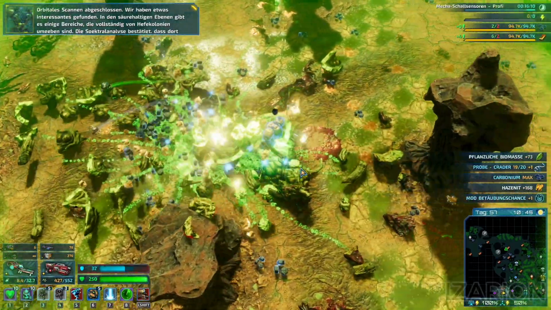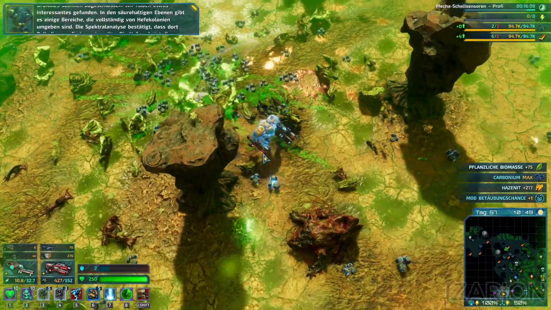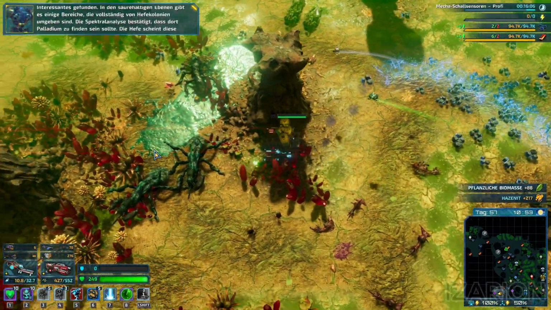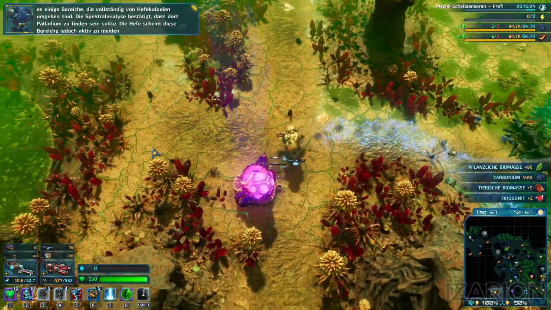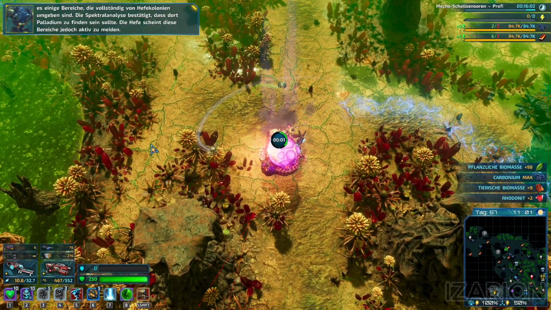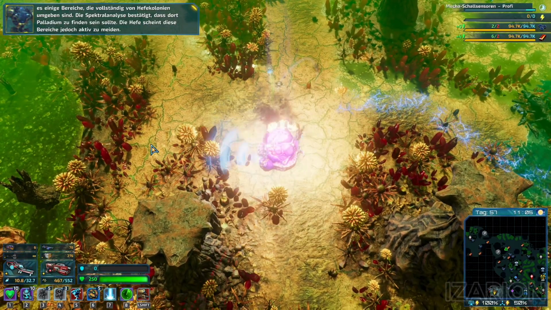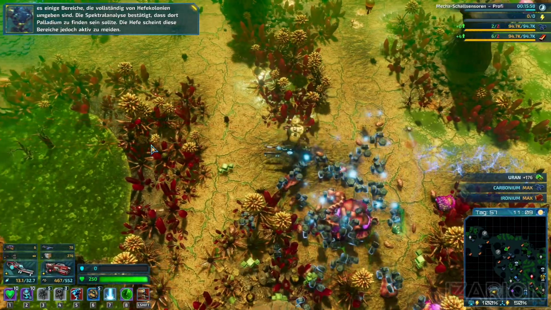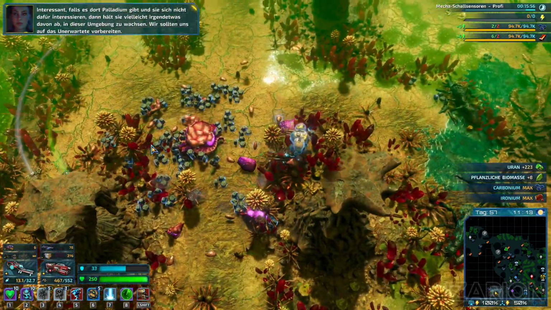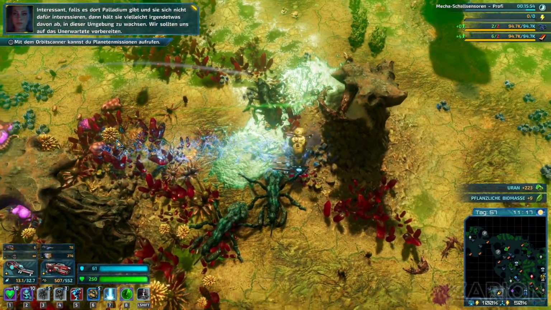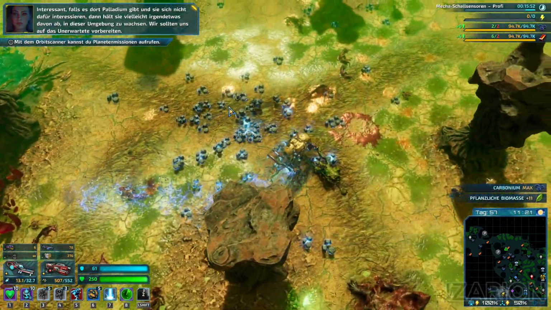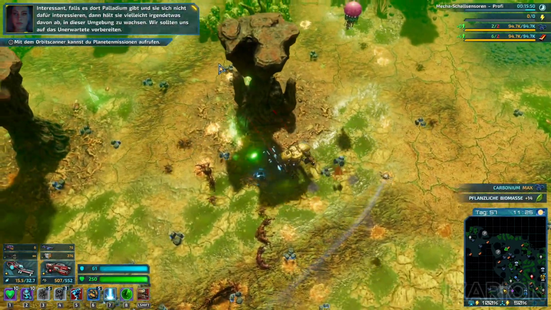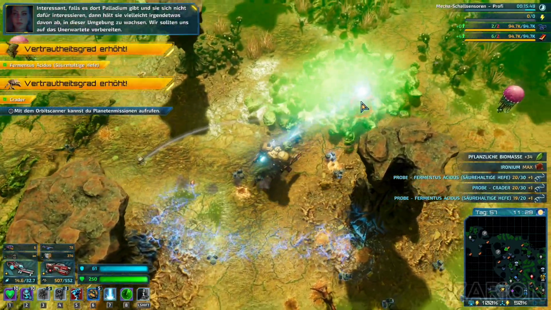There are a few areas within the acidic plains that are entirely surrounded by the yeast colonies. Spectral analysis confirms that palladium should be present there. However, the yeast is actively avoiding these zones. Interesting. If there's palladium there and they aren't interested in it, then something might be preventing them from growing in that area. We should prepare for the unexpected.